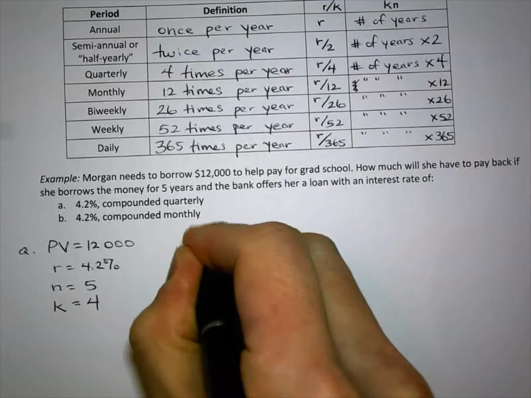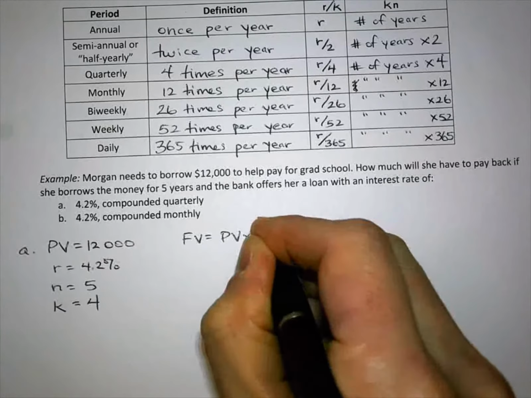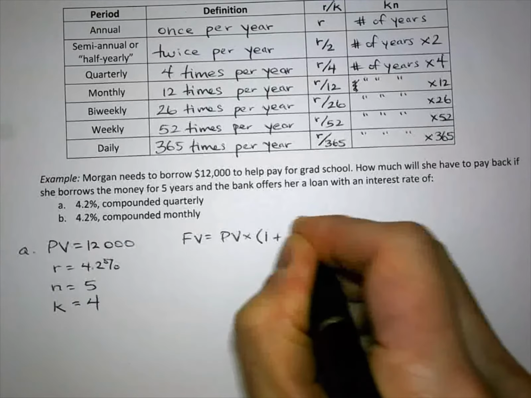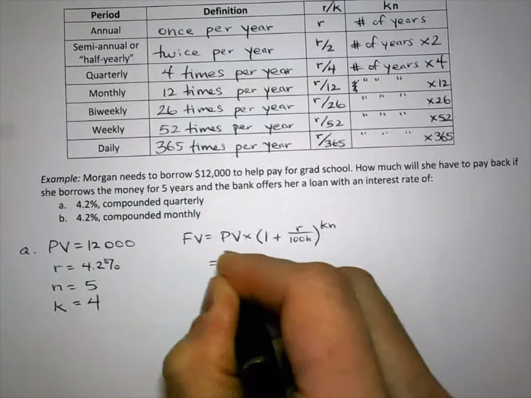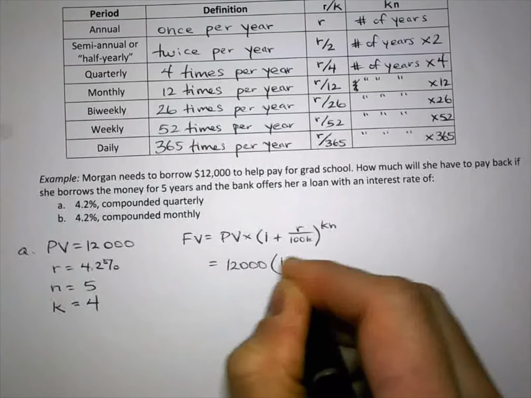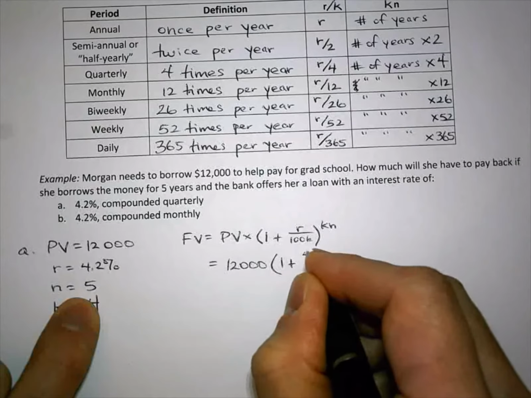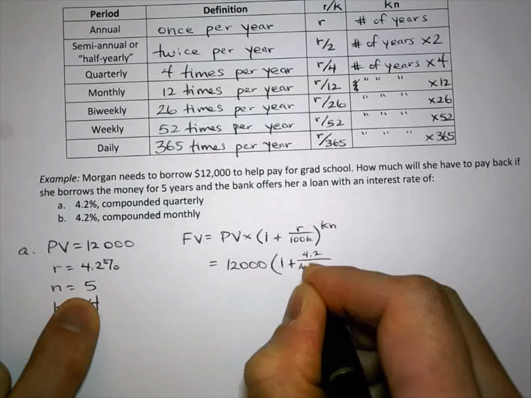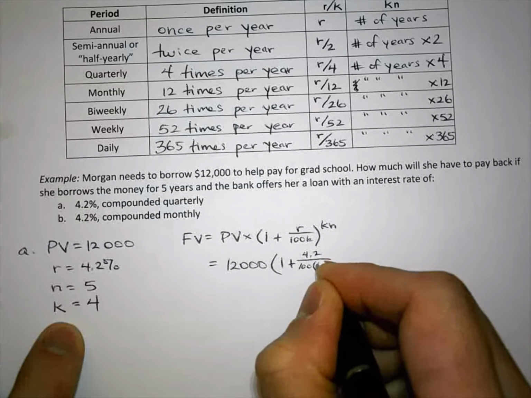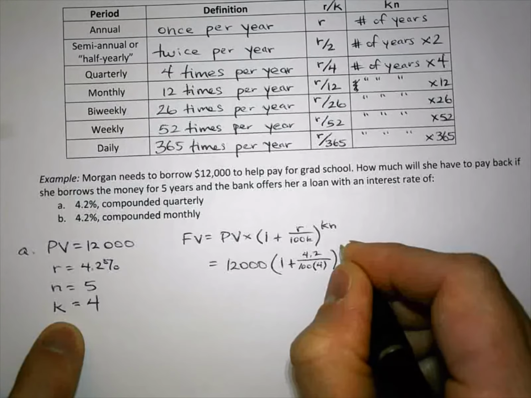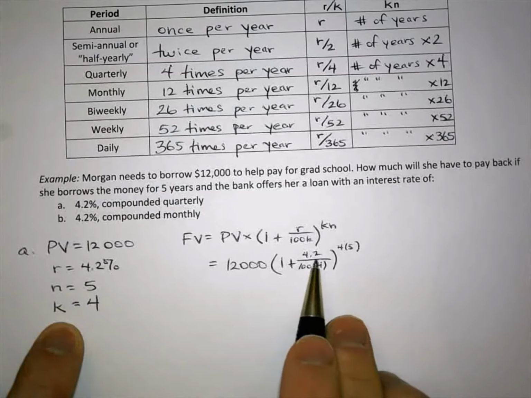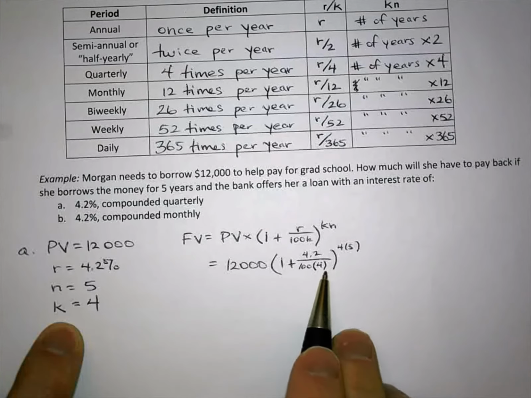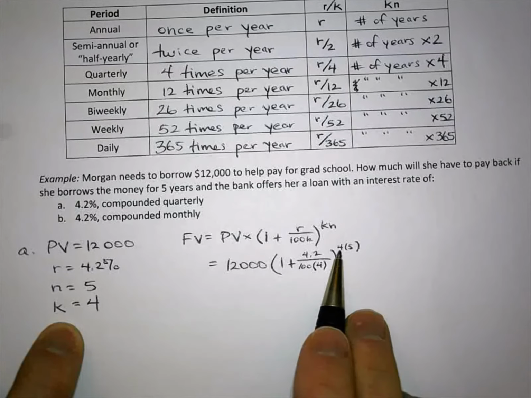So if I want to find the future value, let me write out the whole formula this time. Okay, now I'm going to sub in my numbers. So I have 12,000 times 1 plus 4.2 divided by 100, and then divided again by 4, to the power of 4 times 5. So you get a sense of what we were talking about up here. The 4.2%, I'm dividing that into 4 pieces, and that small amount of interest is being paid out 4 times per year times 5 years.